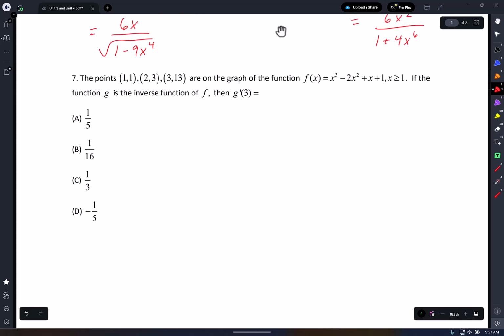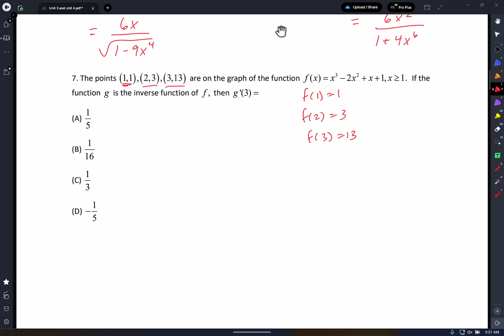The points (1, 1), (2, 3), (3, 13) are on the graph of the function f of x equals x cubed minus 2x squared plus x plus 1 for x greater than 1. The function g, okay, so they're being nice. If I plug in a 1 here, they're saying that f of 1 equals 1. They're saying that f of 2 equals 3, and that f of 3 equals 13.